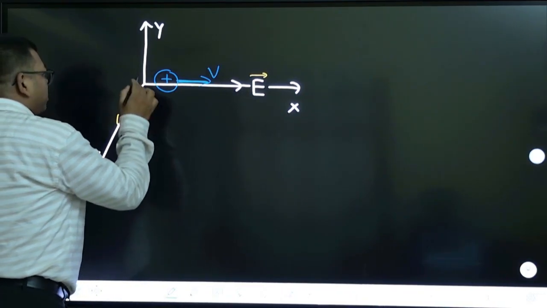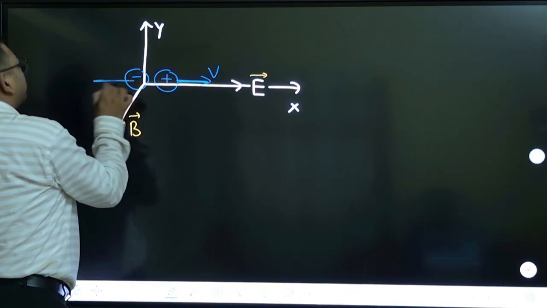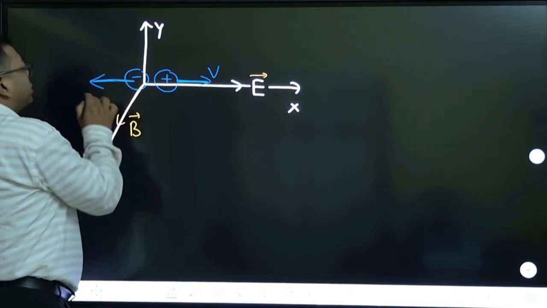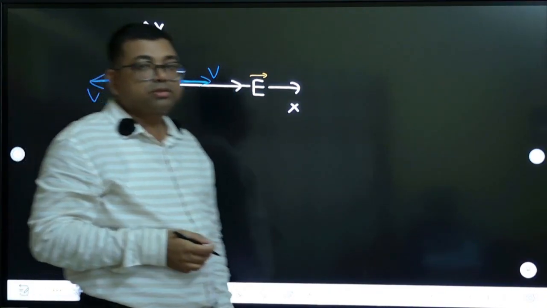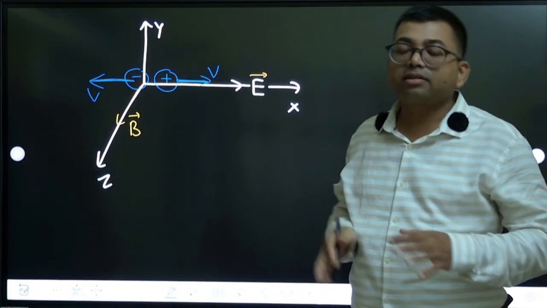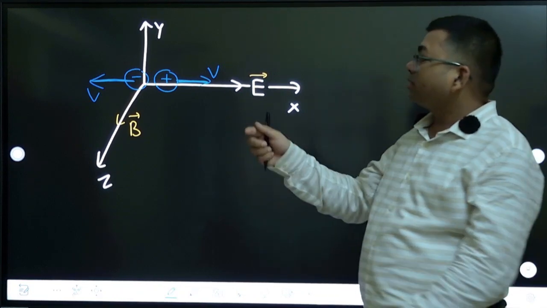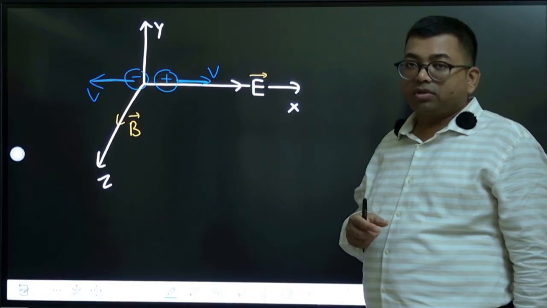And what about negative ions? Negative ions will gain some velocity opposite to the electric field. They may get different velocities. Some acceleration will happen, and they will get some velocity. Now the magnetic field is in this direction. Now think about it, what will happen?